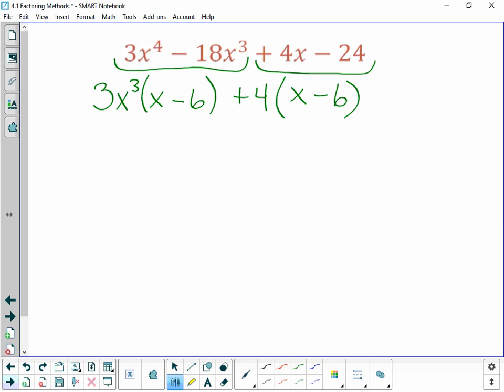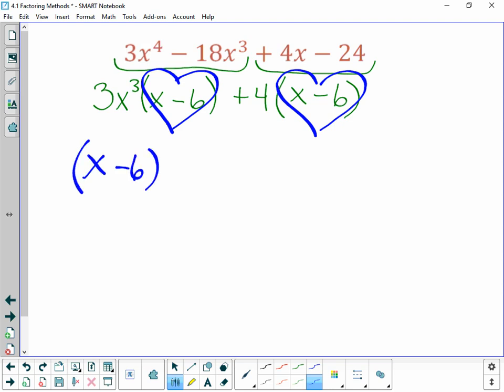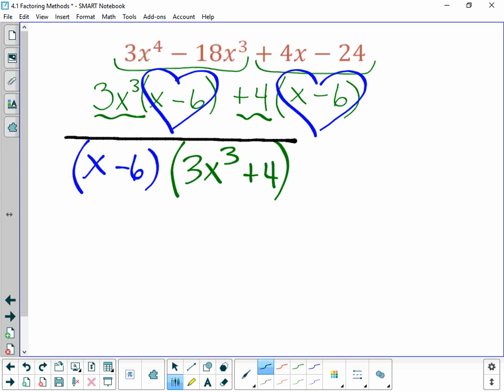So now I have 2 terms. What do those 2 terms have in common? Well, they both have this x minus 6. So let's factor that out. X minus 6, if we factor that out, this first term just has a 3x to the third, and the second term has a 4. So this would be our complete factorization. Again, sometimes you're able to factor a little bit more, but in this case we are not. That is done.